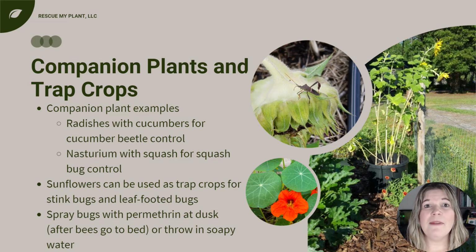You plant a crop that is more attractive to a pest on the perimeter of your garden, and when the pest feeds on that plant, you kill them before they reach your crop. An example of this is planting large sunflowers outside of your garden. Stink bugs and leaf-footed bugs are attracted to the blooms. You spray the bugs at dusk with a quick knockdown pesticide like permethrin after the bees are back in their hive. The other option is to throw them in soapy water. Sorghum and buckwheat are also trap crops.